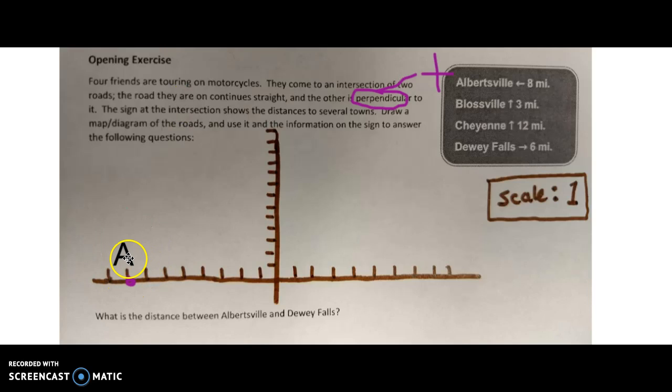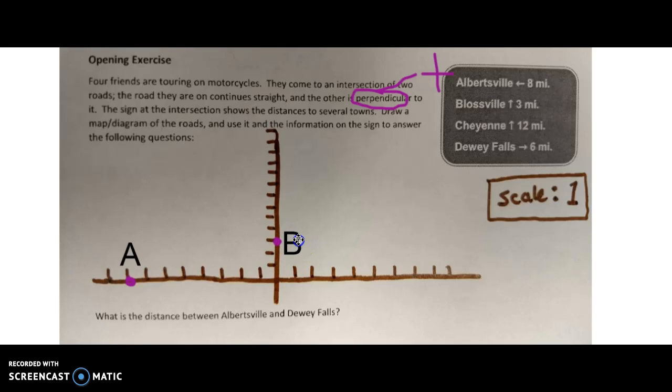We're going to do the same thing for Blossville. Again, I'm starting at my origin. This time I'm counting up. 1, 2, 3. Draw my point. And then next to it, I want to write B.